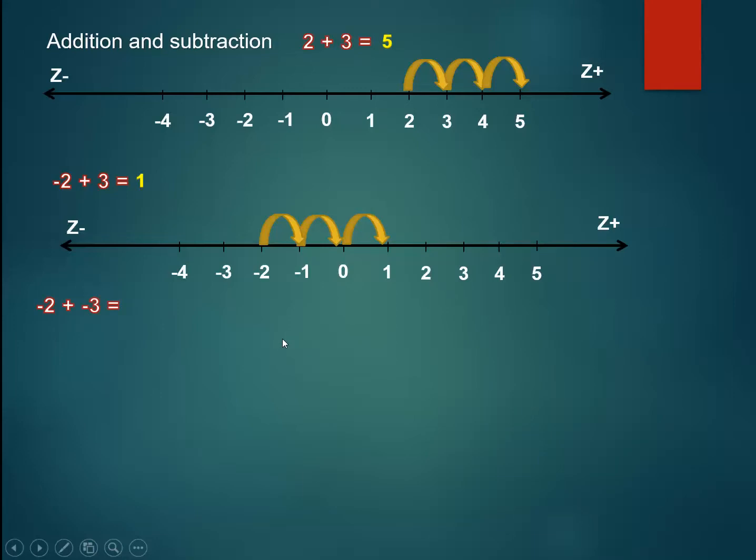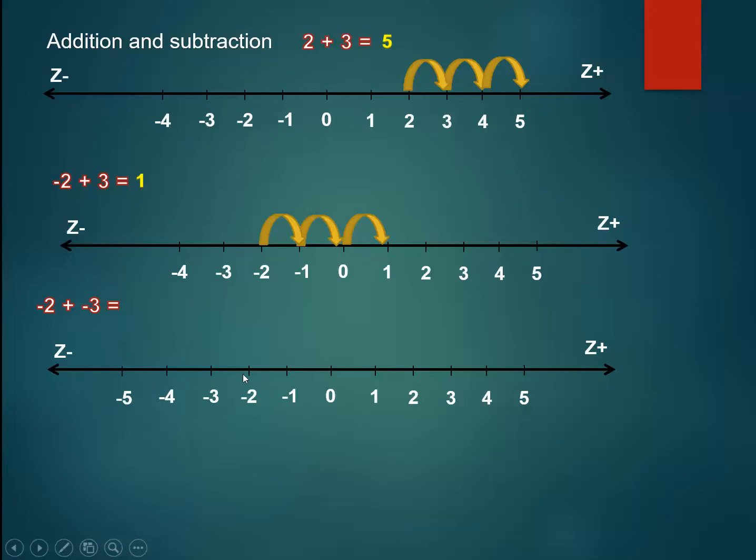Negative 2 plus negative 3. Here we will start with negative 2. If it was plus and then we have negative, we will move backward. How many steps will we move backward? We will move 3 steps. 1, 2, 3. So it will be negative 5.